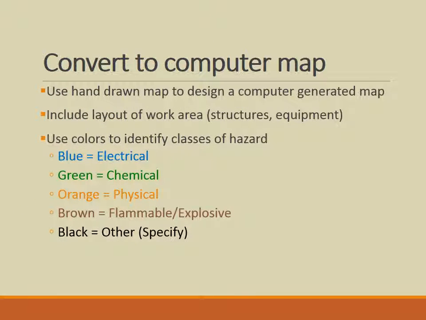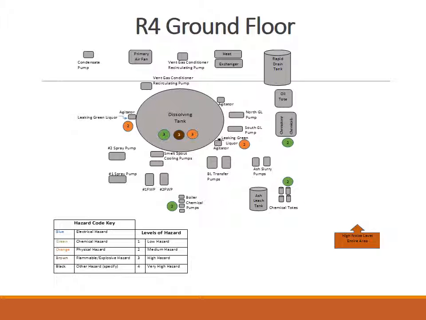Also, once the hazards were identified, I used different colors to reference what class of hazard was present. Blue being electrical, green chemical, orange is a physical hazard, brown something that's flammable or explosive, and then black just other hazards that cannot be specified.